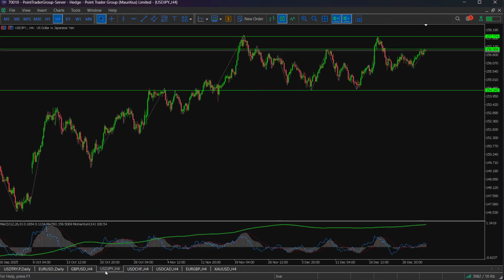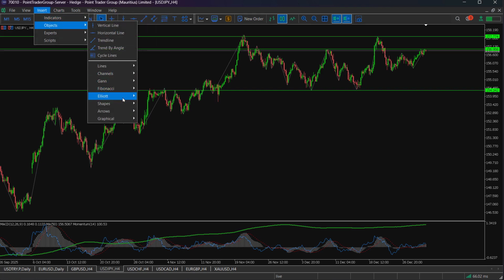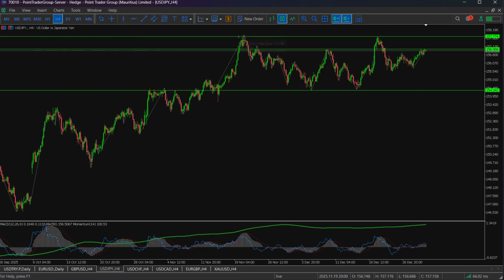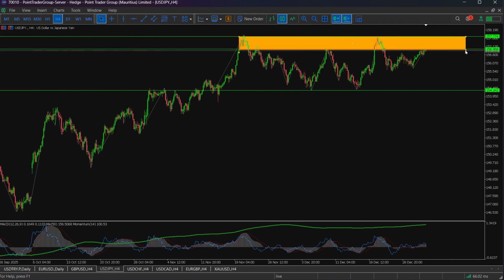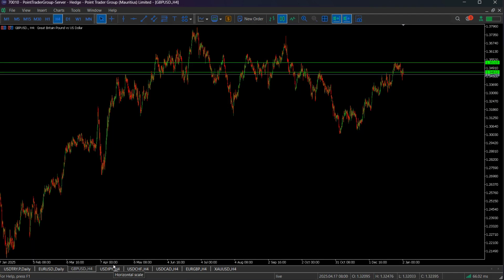Okay, guys, again, let's go back to USD JPY to clarify something. Now we have this area, 156 to 157.77. You're going to keep an eye on this area. Let me highlight it for you. Just like this.